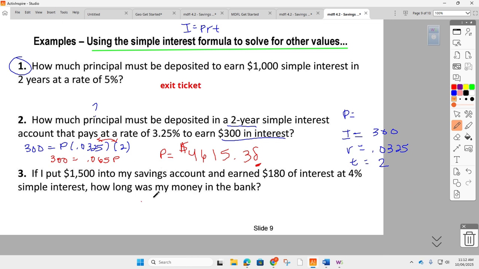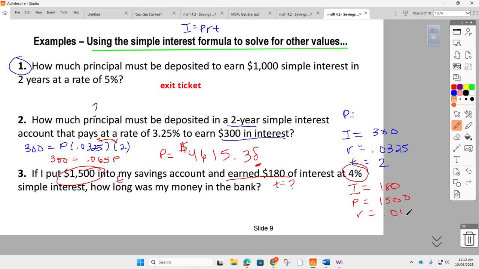So what are we solving for? I equals PRT. How long? What does that refer to? T. T is what we don't know. So we need to identify our interest, our principal, did you find it? Our rate, and the time is what we don't know. So interest, what's going to go in for interest? 180. What's our principal? 1,500. What's the rate? 0.04.